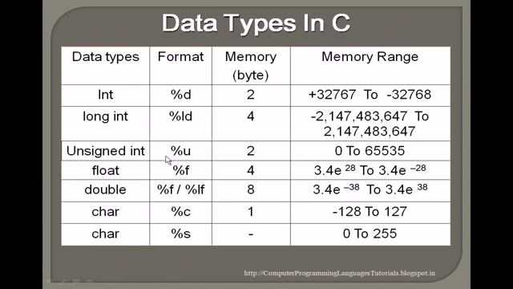Then there is unsigned integer. It allocates 2 bytes, and it has more range than a simple integer. But unsigned stands for no sign. No sign means what? Only positive value. Because for negative value you have to give a sign.